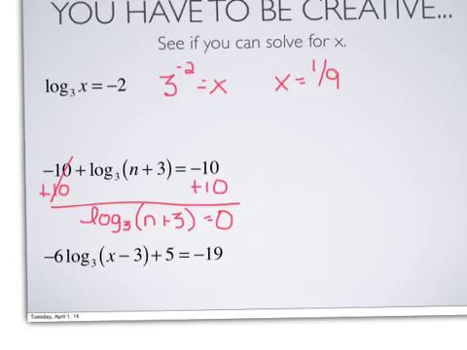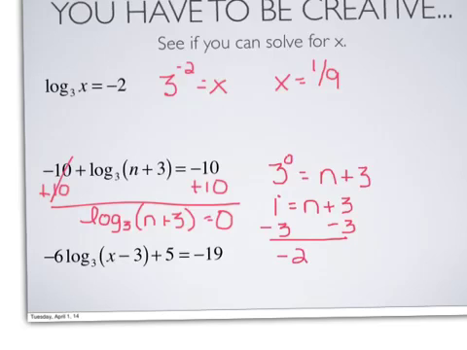3 to the 0, there you go. So we would do 3 to the power of 0 would equal n plus 3. What is 3 to the power of 0? 1, yep. So this would be 1 equals n plus 3. That equals negative 2. Then subtract the 3. And you end up with negative 2 equals n.